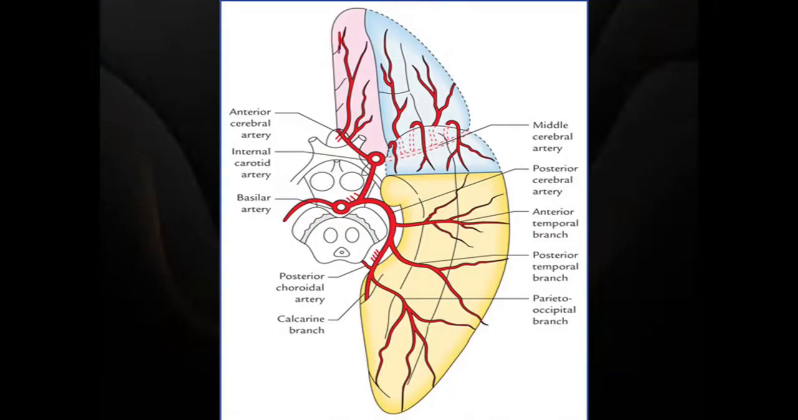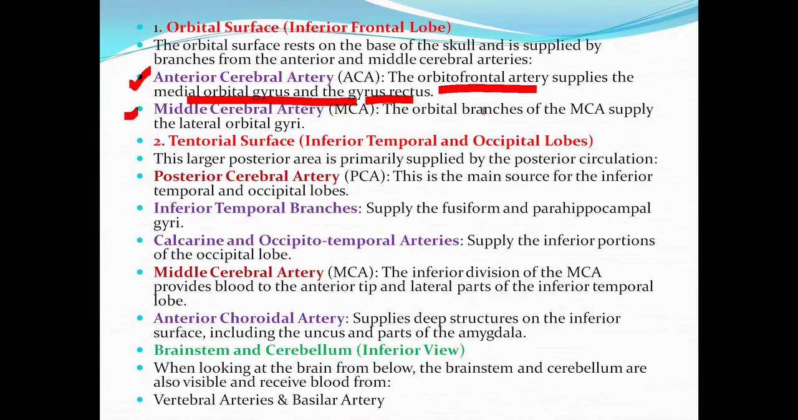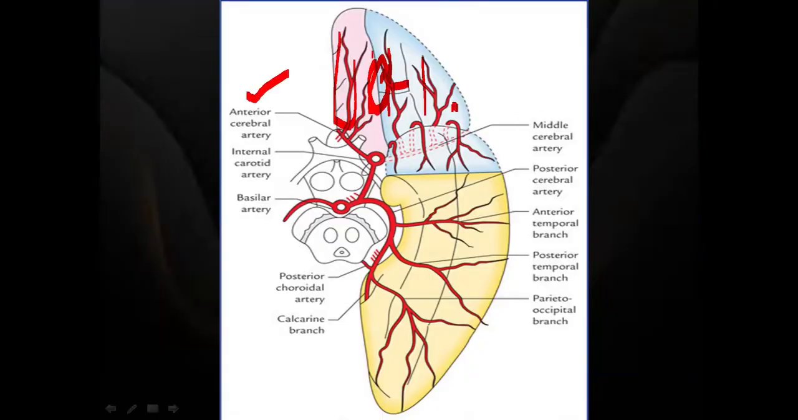So now this is our gyrus rectus, and at this level we have the H-shaped sulci. So the most medial area will be supplied by the anterior cerebral artery. And the middle cerebral artery will give off orbital branches. This applies to the lateral orbital gyrus. So now this is our lateral orbital gyrus, which will be branching from the middle cerebral artery.